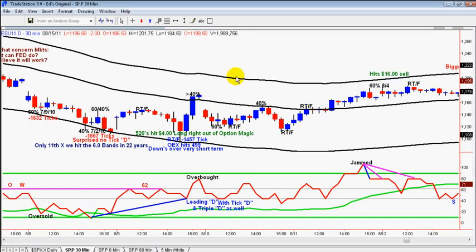Okay, you buy it down here, you sell it up here, and you can make some money consistently over a long period of time. There's about, I don't know, a couple thousand charts on my website that show the option trades that we had in the past.